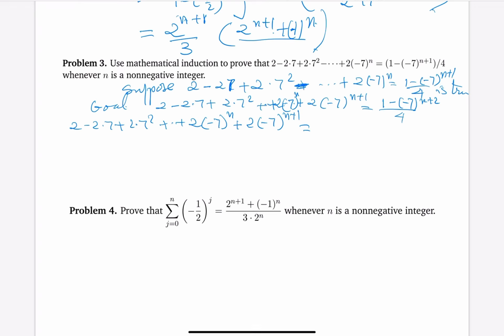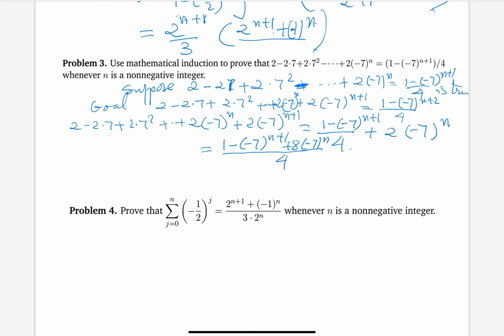You will have 1 minus (-7)^(n+1) over 4, plus that one, okay? Plus 2(-7)^n. Okay, so now check. You have 1 minus (-7)^(n+1), divided by 4, everything, because we have to reduce to the same denominator. You have 8(-7)^n divided by 4.